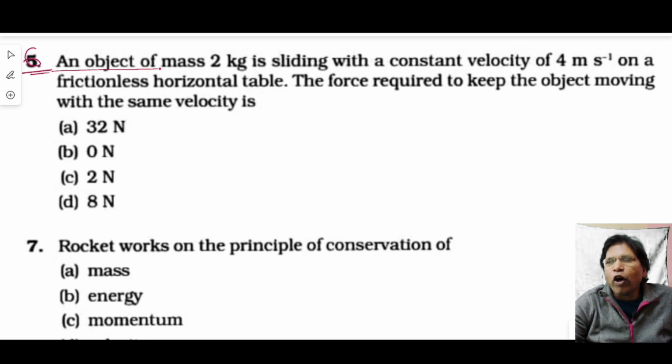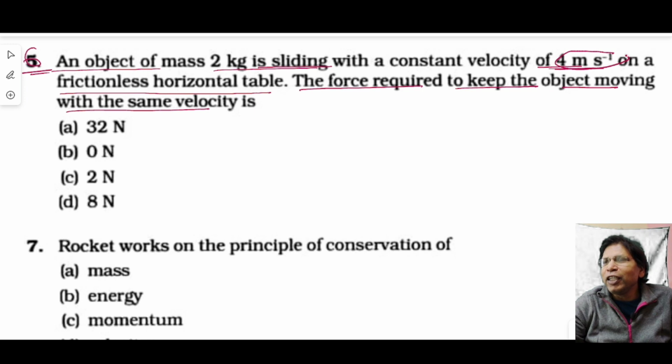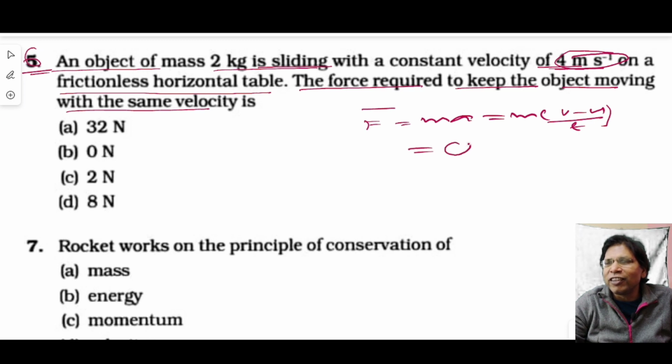An object of mass 2 kg is sliding with a constant velocity of 4 meter per second on a frictionless horizontal table. The force required to keep the object moving with the same velocity? Look at this, velocity v is 4 meter per second and remains the same. So the force acting on it, that is mass into acceleration, that is mass into (v minus u) by t, as velocity remains constant, so force is equal to 0. Okay. So option B is correct.